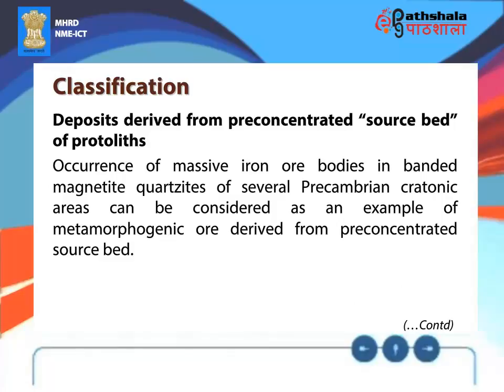Deposits derived from pre-concentrated source beds or protoliths. Occurrence of massive iron ore bodies in banded magnetite quartzites of several Precambrian cratonic areas can be considered as an example of metamorphogenic ore derived from pre-concentrated source beds.